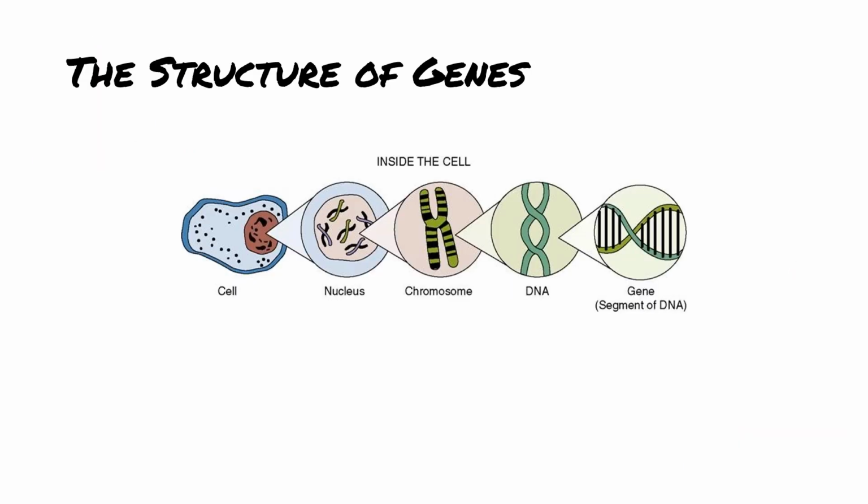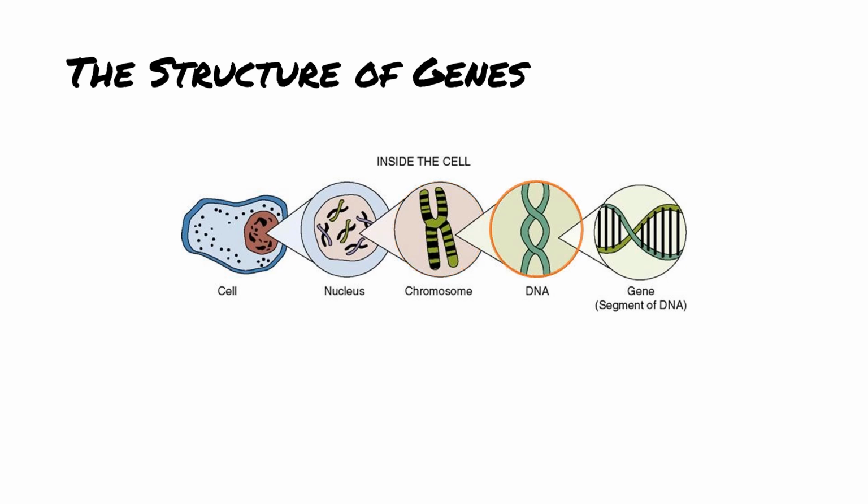Let's look at the structure of genes. Take this graphic, for example. If you look at the far left, you'll see the cell. Now, if you zoom in a little bit, focusing on the nucleus, you begin to see X-shaped structures. We call these chromosomes. Now, if you zoom in a little bit more, focusing on these chromosomes, you begin to see that chromosomes are made up of DNA.